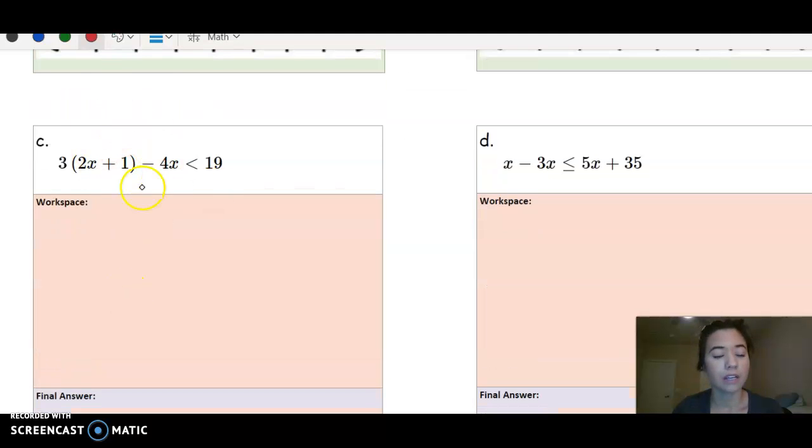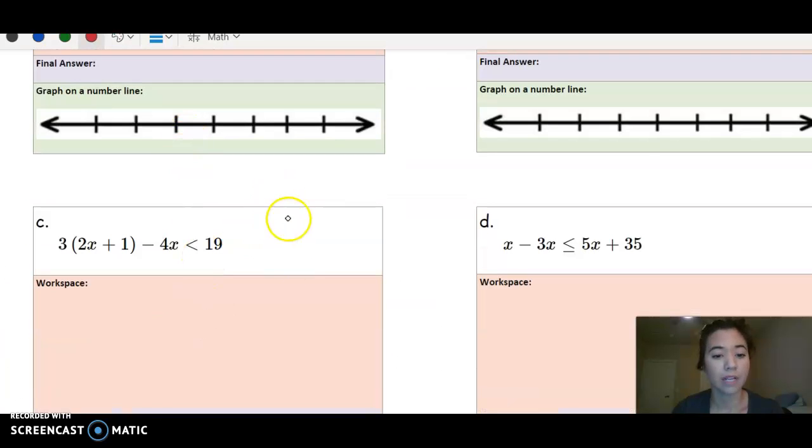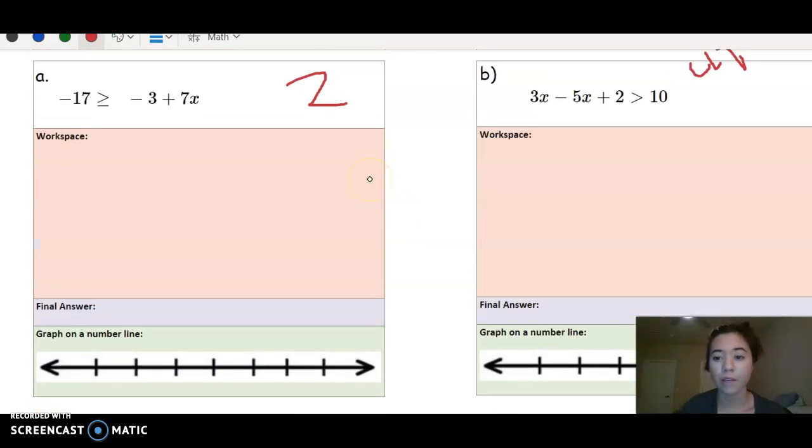This one is a little bit like 3, except after you distribute, you'll also have to combine like terms. And then this one is just like 4 up above. Okay. Give these a try and then come back to check your answers.